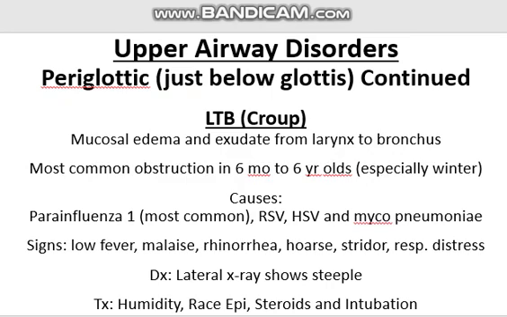LTB, also known as croup, occurs with the presence of mucosal edema and exudate from the larynx to the bronchus. It is the most common obstruction in 6-month to 6-year-olds. It is especially common in the winter. Causes include parainfluenza 1, which is the most common, RSV, HSV and mycoplasma pneumoniae.